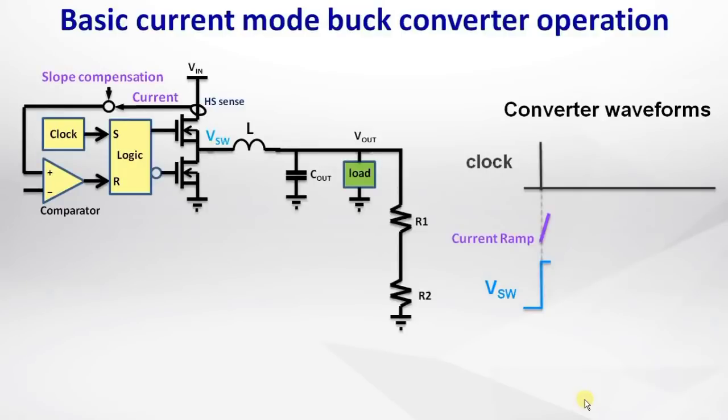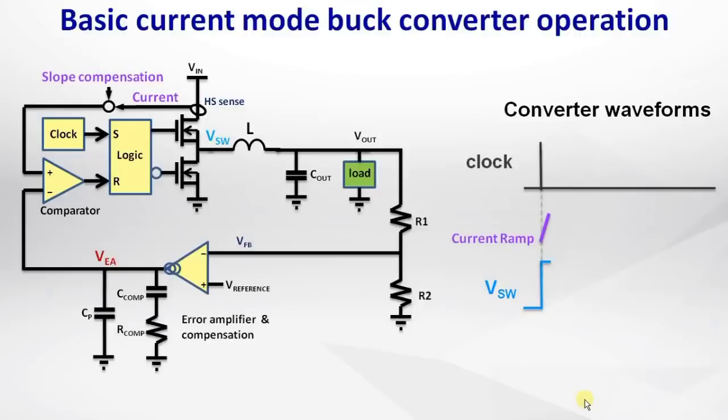A portion of the output voltage is fed back to an error amplifier, which compares the feedback signal with a fixed reference voltage and adjusts its output accordingly. The output of the error amplifier is compared with a current sense ramp, and the high side MOSFET is switched off when the current ramp exceeds the error amplifier voltage.